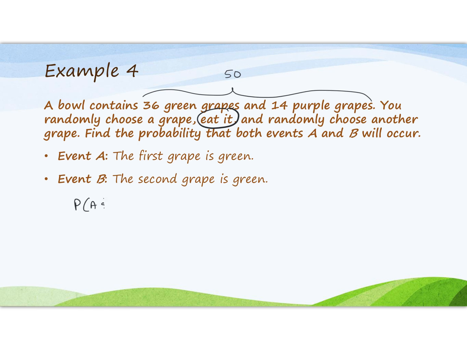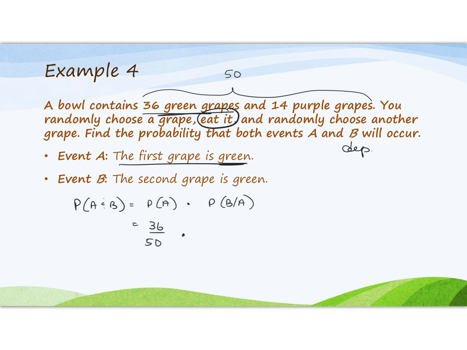So again, we're at the probability of A and B, but we notice that this is a dependent event. Because as soon as I pick that first grape and it's green, I'm going to have to do the probability of B given that A occurred, right? So the first time, the probability of A, I pick a green grape. Well, there's 36 green grapes in the bin, and there's 50 total. So I have a probability of 36 out of 50 to pick a green grape the first time.